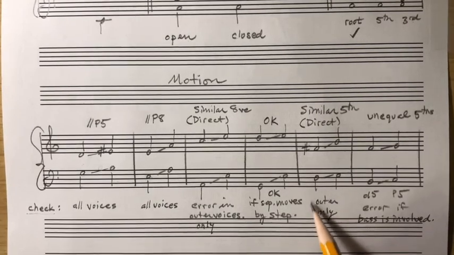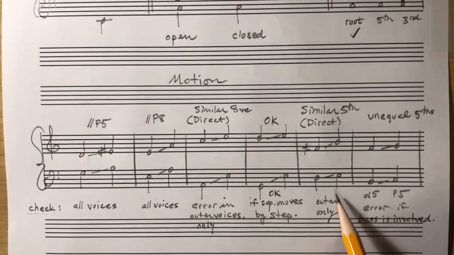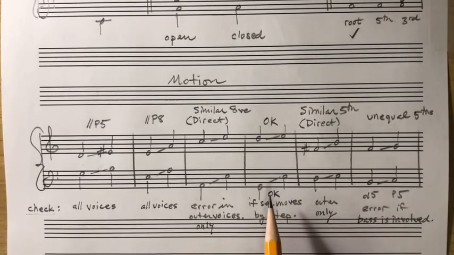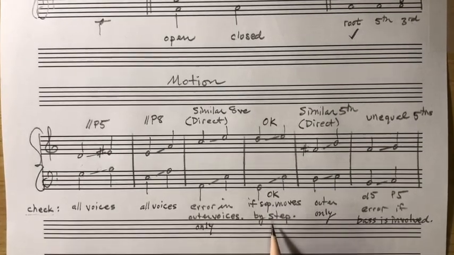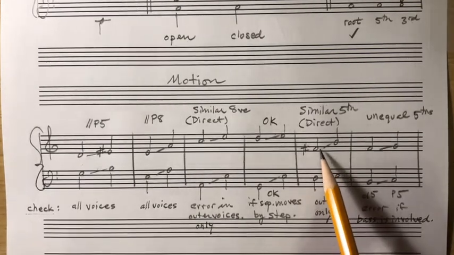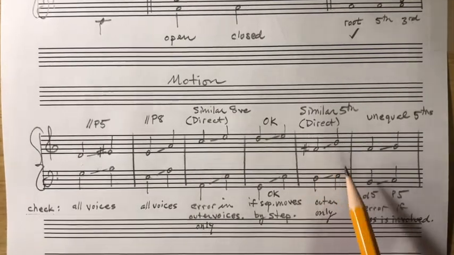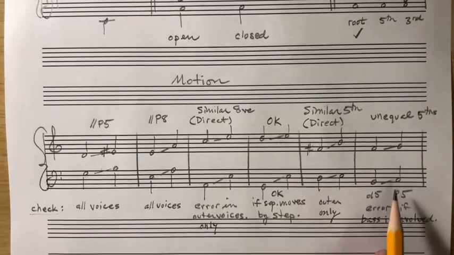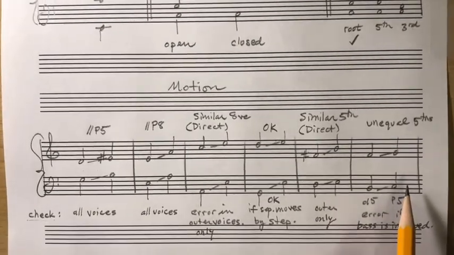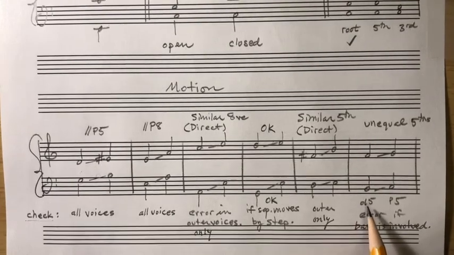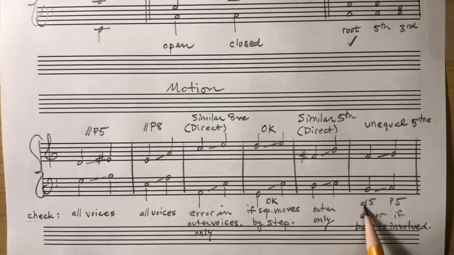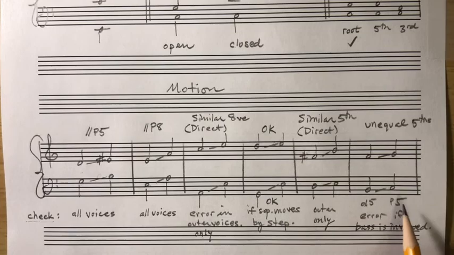This is an error in the outer voices only, and I'll tell you, just like the similar octaves, it's okay if the soprano is moving by step. We can see here it's an error because the soprano is leaping up a fourth. The last error on this sheet is something called unequal fifth. It's what you have if you have similar motion from a diminished fifth into a perfect fifth.